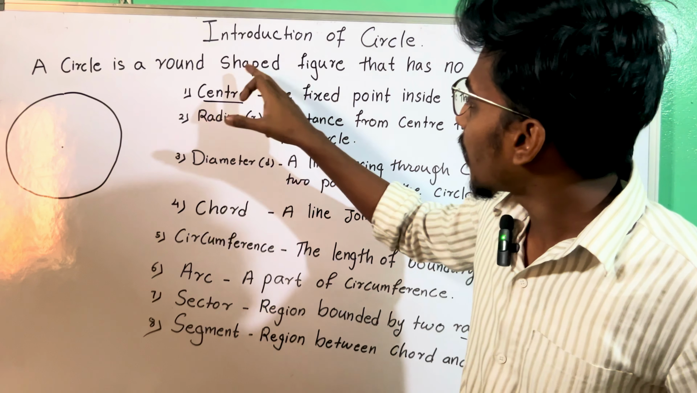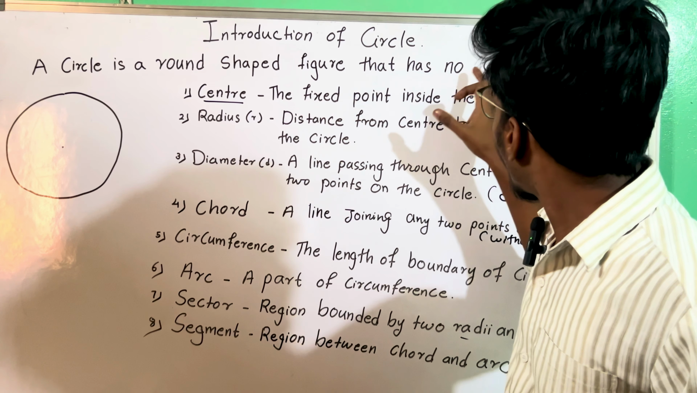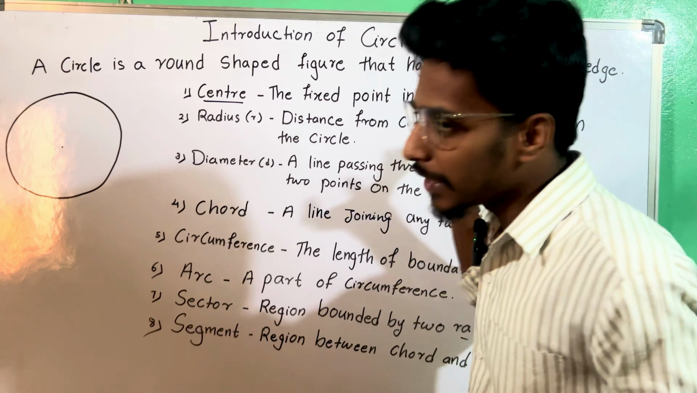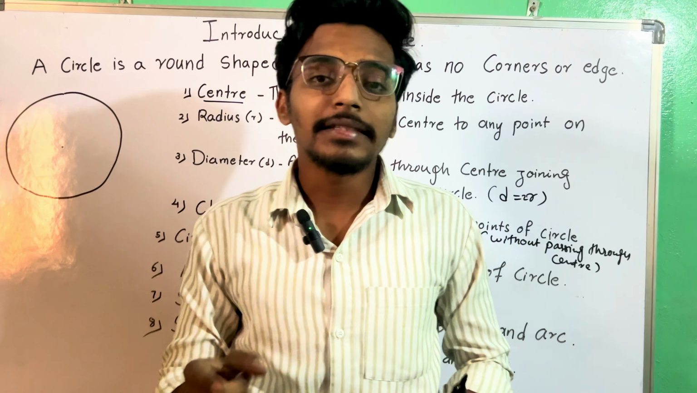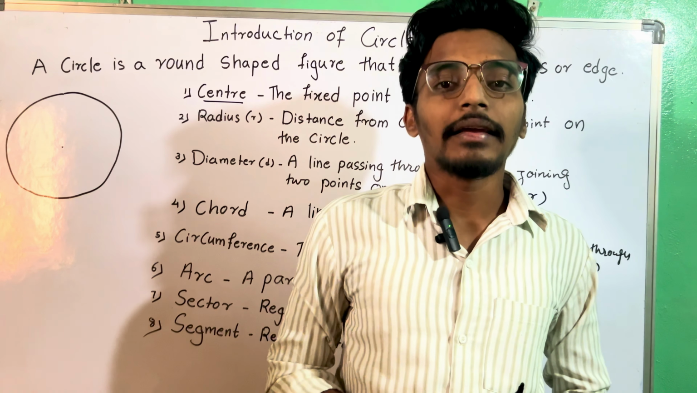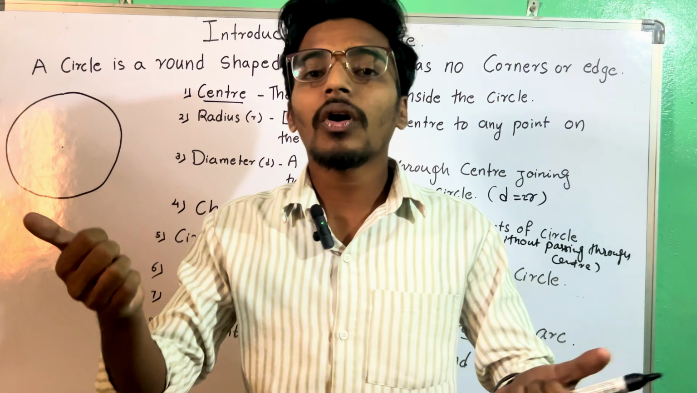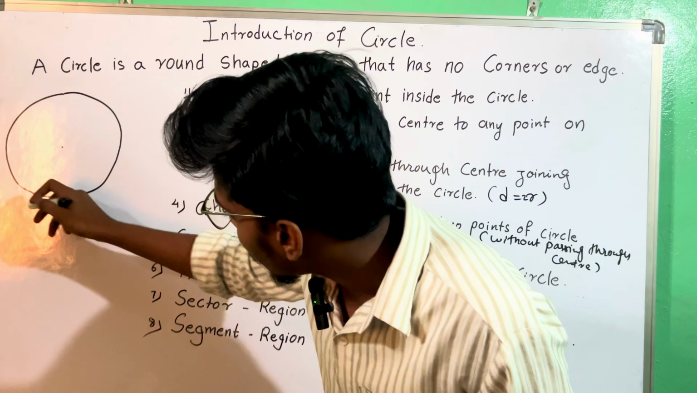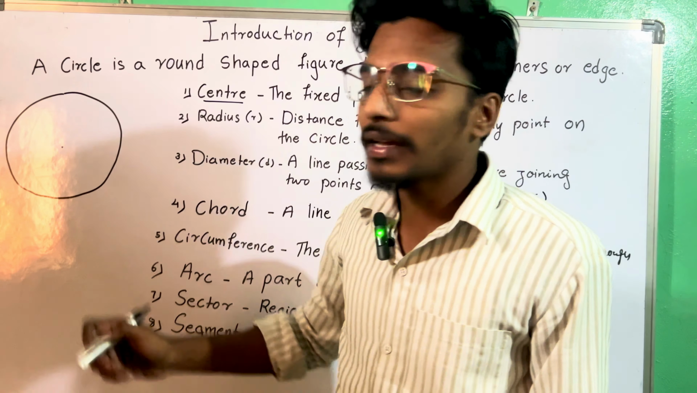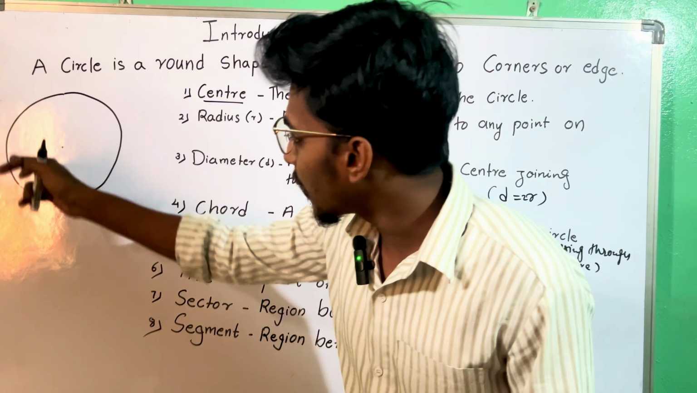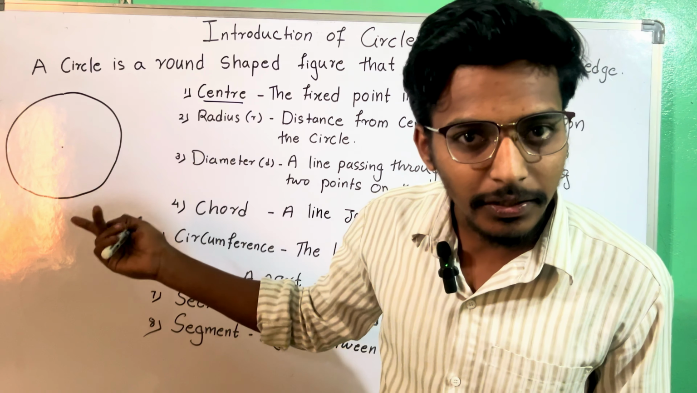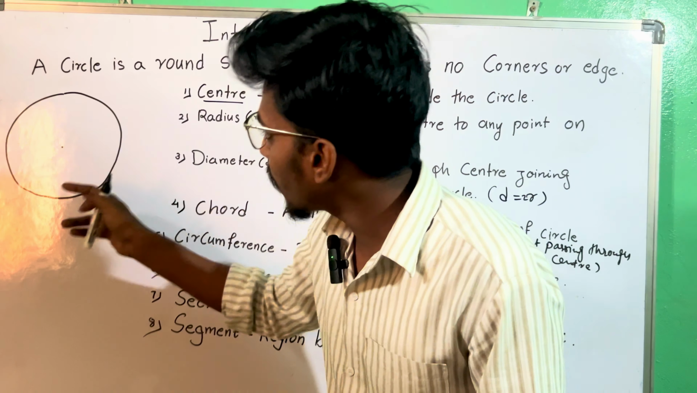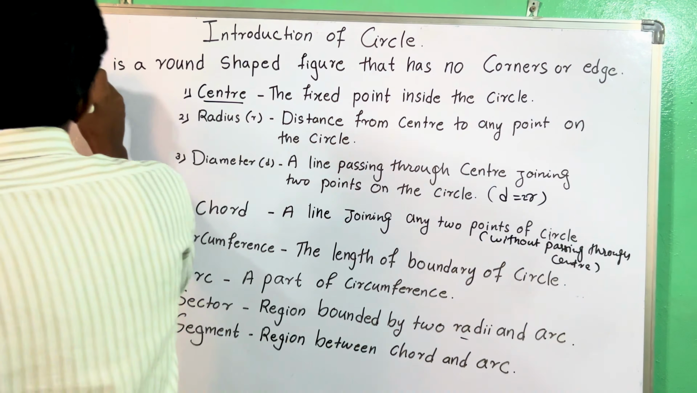First of all we will understand what is the circle. A circle is a round shaped figure that has no corners or edge. Circle is one kind of figure. In that figure, there is no corner or no edge. You can see this figure is a form without any corner or any edge. That means this kind of figure is called our circle.